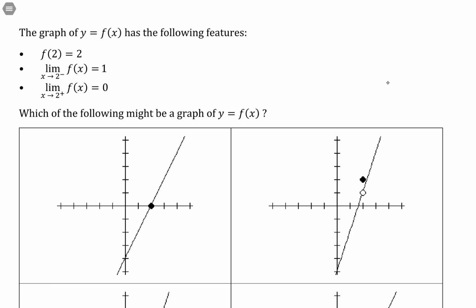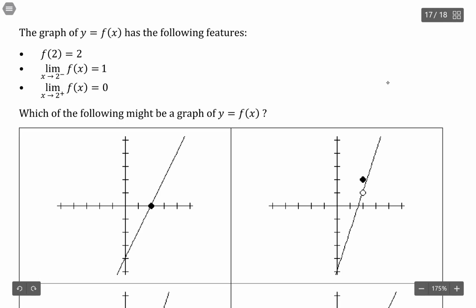The graph of y equals f of x has the following features. f of 2 equals 2, the limit as x approaches 2 from the left equals 1, and the limit as x approaches 2 from the right equals 0. Which of the following might be a graph of y equals f of x?